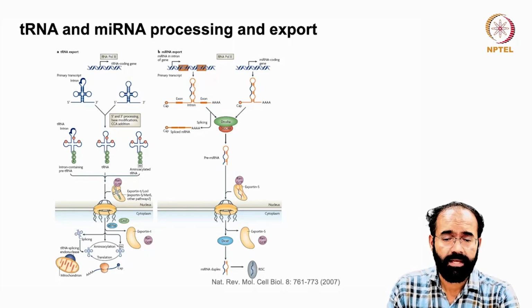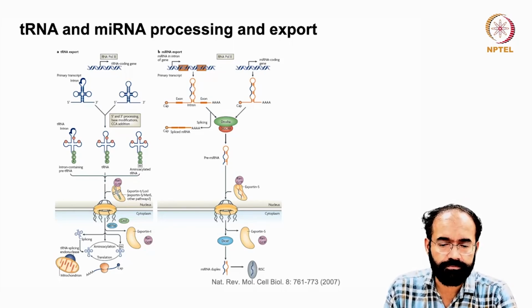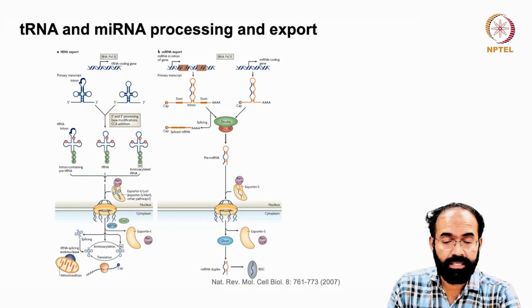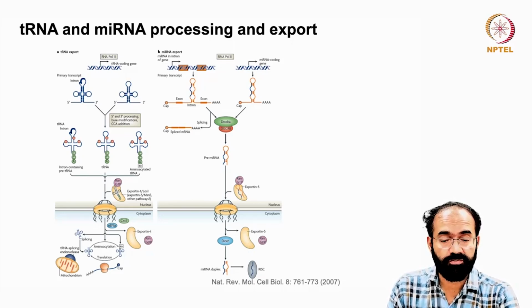Whereas mRNA can be exported through a unique set of proteins, and the microRNAs are present either embedded inside the intron of an mRNA, or there can be dedicated microRNA that can be produced by polymerase 3.